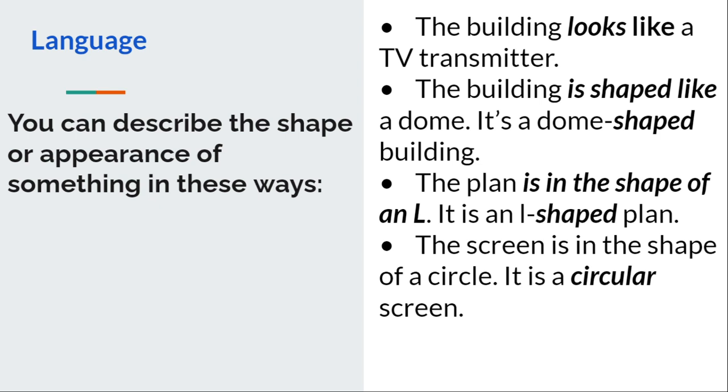The plan is in the shape of an L. So we have it looks like, is shaped like, it is dome-shaped, it is square-shaped, it is sphere-shaped, etc. And we can say it is in the shape of an L or it is an L-shaped plan. We can also say that the screen is in the shape of a circle, or we can simply attribute an adjective in terms of its shape, and we can say it is rectangular, it is circular, it is triangular, etc.